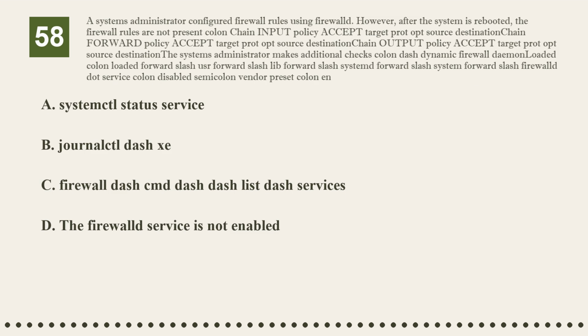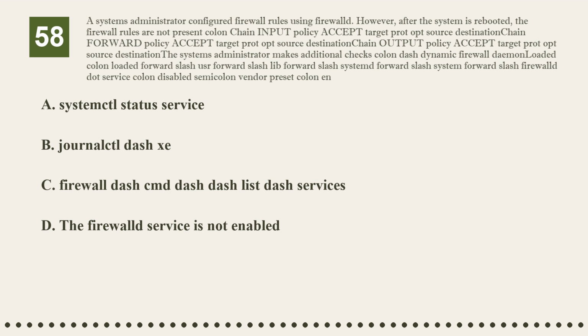Question 58. A systems administrator configured firewall rules using firewalld. However, after the system is rebooted, the firewall rules are not present: Chain INPUT policy ACCEPT, Chain FORWARD policy ACCEPT, Chain OUTPUT policy ACCEPT. The systems administrator makes additional checks: firewalld.service - dynamic firewall daemon, Loaded: loaded (/usr/lib/systemd/system/firewalld.service; disabled; vendor preset: enabled). Option A, systemctl status service.